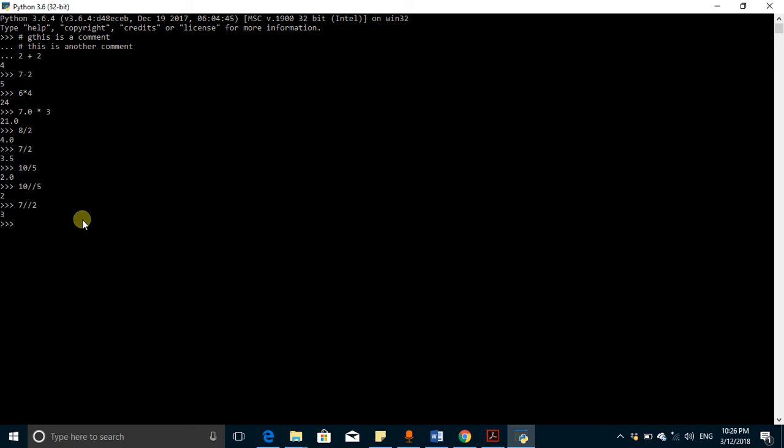Python. You can use parentheses to change the default precedence of these operators. As you know, division and multiplication have higher precedence than addition and subtraction, but you can change that precedence by using this parenthesis notation. Like if I write (2 plus 2), then this operation will be computed first, then this division will be computed. So the answer will be 2.0.